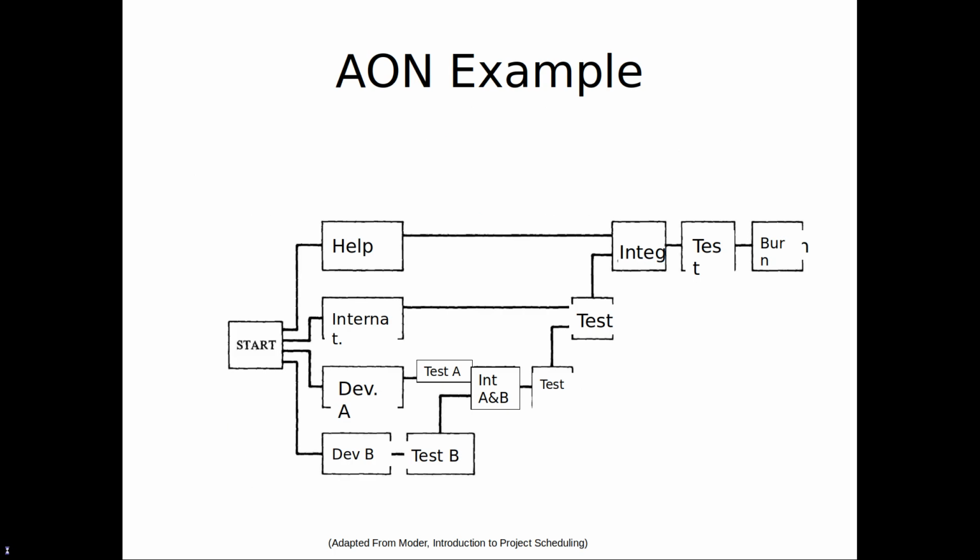So I noted these days that there's activity on arrow, activity on node, but really we're going to be talking about activity on arrow. So here we're going to have tasks. There'll be a designated start task and a designated finish task, and there'll be a set of tasks which are labeled, and one task might depend on another. So the actual rigorous testing of A might have to wait until A is finished development. The integration of A and B has to wait till both are tested, etc.